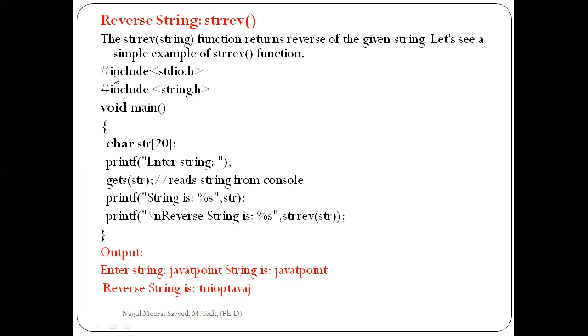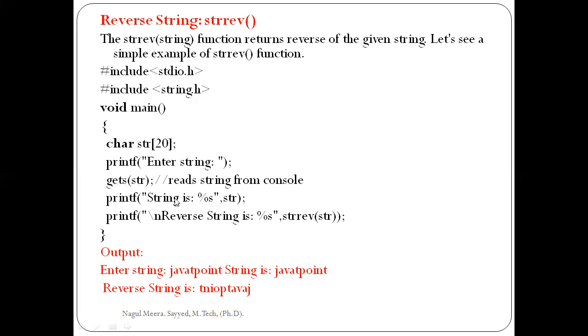There are two header files, stdio.h and string.h. Coming to our main function, we declare a string, char str[20], which can store 20 different characters. printf "enter string", then gets(str) reads the string and stores it into str.